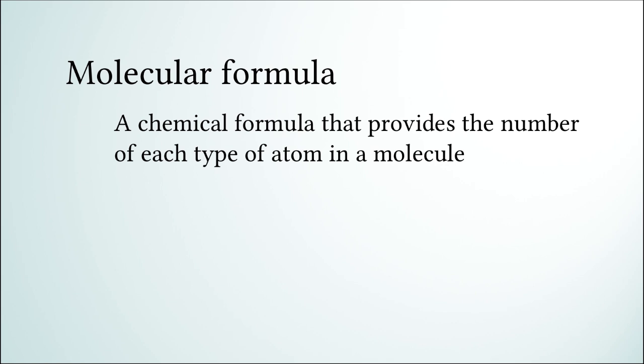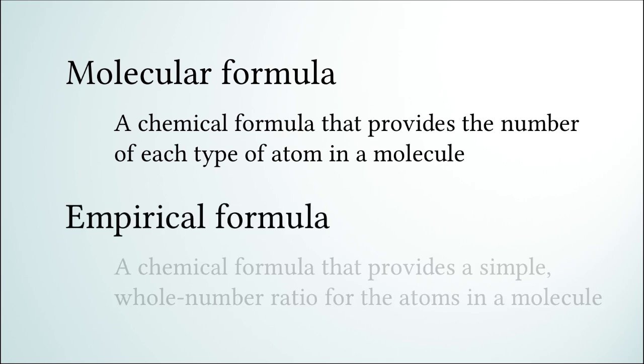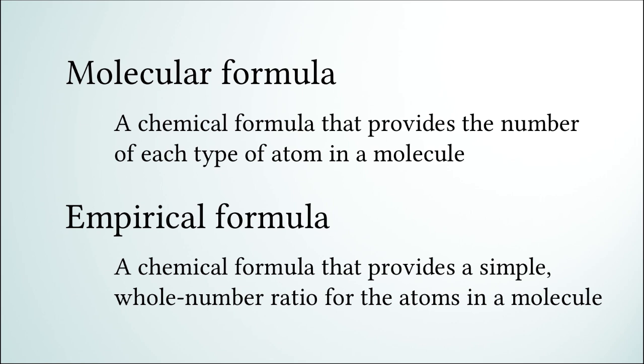A molecular formula is a chemical formula that provides the number of each type of atom in a molecule. An empirical formula is a chemical formula that provides a simple whole number ratio for the atoms in a molecule. So in our sample problem, the empirical formula we determined was CH4. But the molecular formula could be CH4, C2H8, C3H12, C4H16, or any other formula as long as there is one carbon for every 4 hydrogens. Well, with this information under your belt, let's look at some sample problems.